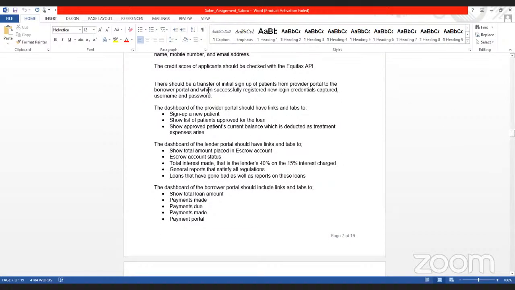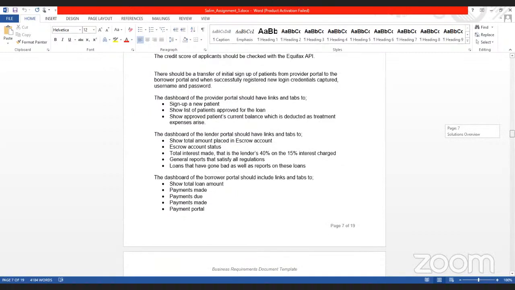So initially, there should be a sign up of the patients from the provider portal, which is then sent to the borrower portal. And when all the requirements are met and the borrower is successfully registered, they create a new login credential that is capturing an email and a password. So that is basically the initial setup for the borrower as the primary user.